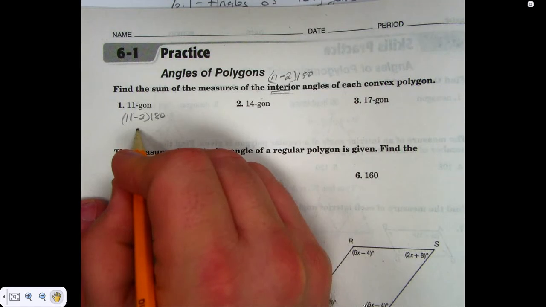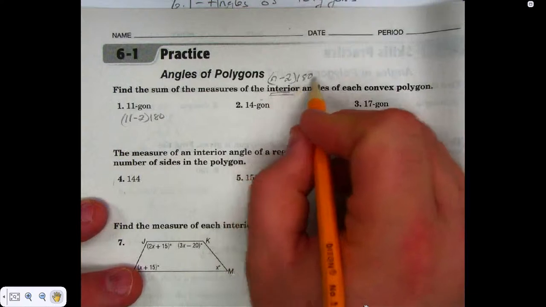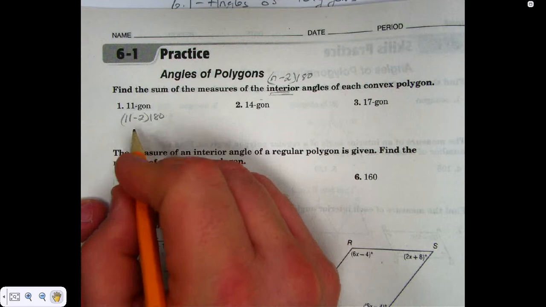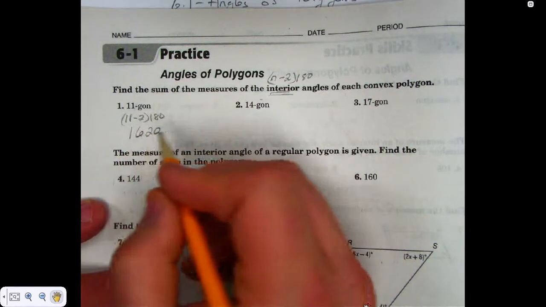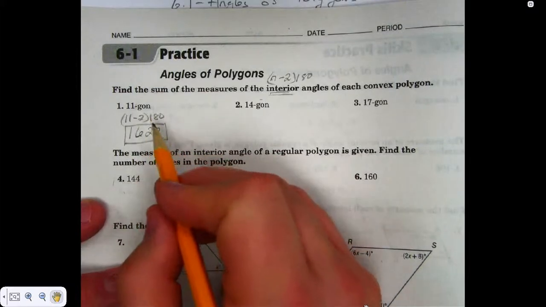Where do you get the minus from? N minus 2 times 180 is the formula. Can no one put 9 times 180 inside their calculator? 1,620. Okay. There's your answer. This is exactly what your paper should look like on a problem like this.